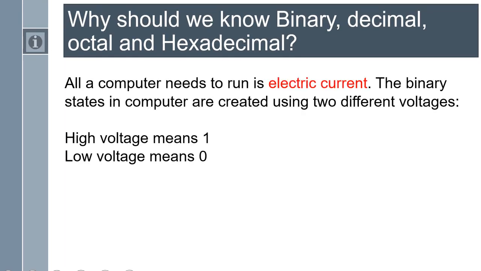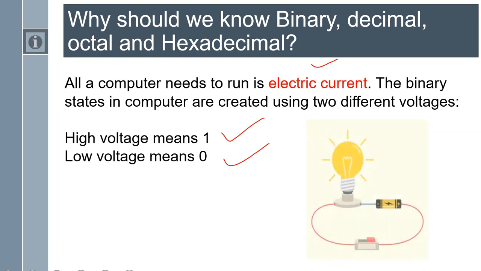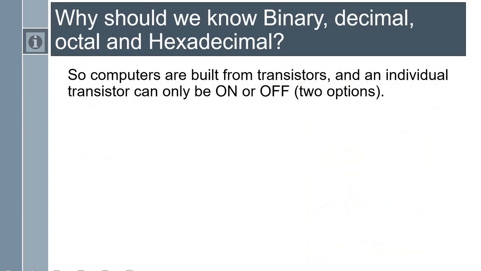All a computer needs to run is electric current. The binary states in a computer are created using two different voltages, 1 and 0. High voltage means 1. Low voltage means 0. Like in this picture, the light is blinking here, which means when it blinks, it will be 1, and when it stops, it will be 0.